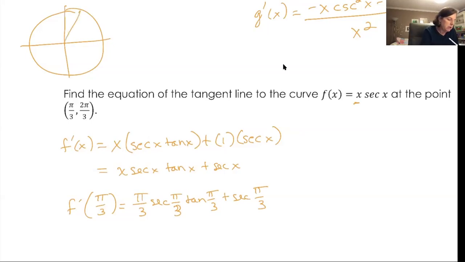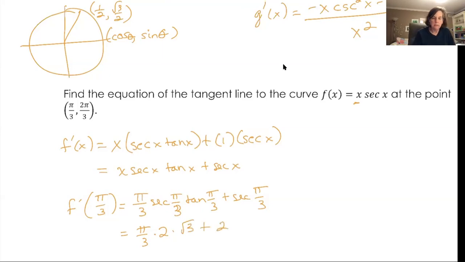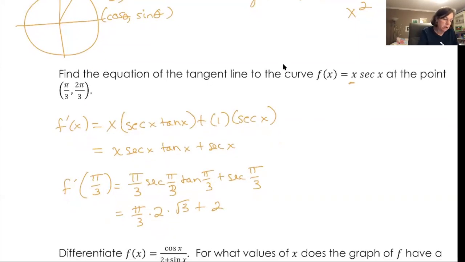All right, pi over 3 is up here. The coordinates are 1/2, root 3 over 2. That is your cosine and sine. Cosine comes first in the ordered pair and then sine. So this is pi over 3. The secant of pi over 3, secant, remember, is the reciprocal of cosine. Cosine is 1/2, so that would be 2. The tangent is sine over cosine. So if I do root 3 over 2 over 1/2, that'd just be root 3. And then secant of pi over 3 is 2. Not pretty, but that is my derivative. That is my slope.